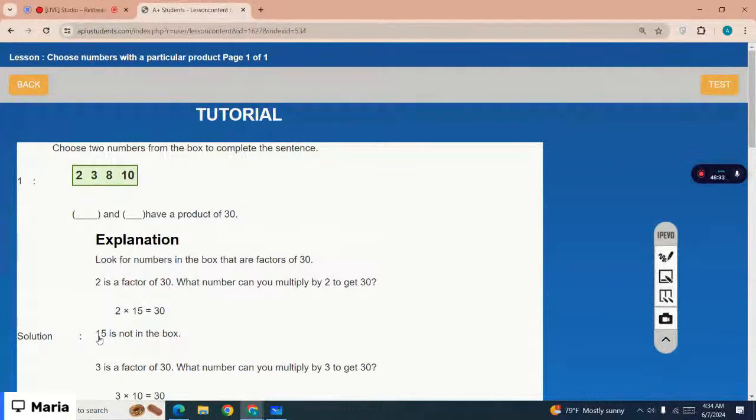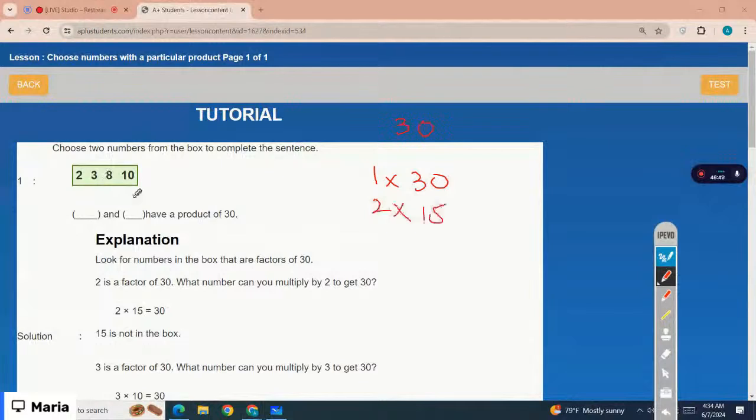One thing is you can make the factors of 30, right? Like which numbers when multiplied make 30. So the factors of 30 are 1 times 30 is 30. You don't have 1 and 30 here. 2 times 15 is 30. You have 2 but no 15. 3 times 10 is 30. You have 3 and 10. So the correct option is 3 and 10.